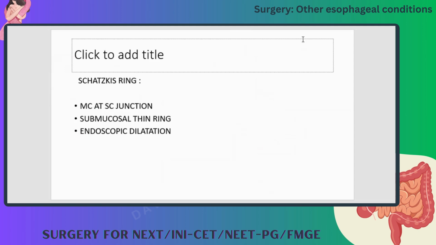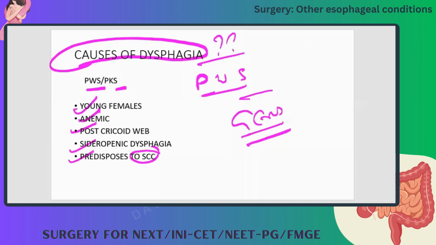What does sideropenic dysphagia mean? Sidero means iron, so it is iron related. It is just another name for it. Because of lack of iron, anemia, the patients have a post-cricoid web. This is a syndrome where both features are there: anemia is there and the web is there. Because of this web, there is dysphagia.